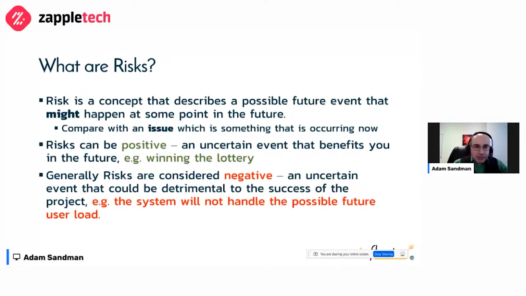However, generally, when you talk to someone who works in the risk management field, you're usually talking about negative risks, things that are detrimental to the success of your project, success of your system, or success of your organization as a whole. So generally speaking, we're going to be talking about risks. You can think of them as being the negative risks, but they don't have to be in a pure sense. So for example, the system might not handle the possible future load is a future risk, and that's something that you would have to plan for. So just to recap, risks are things that could happen in the future, and in this case, we're going to be focusing on the negative ones, but they can be positive also.